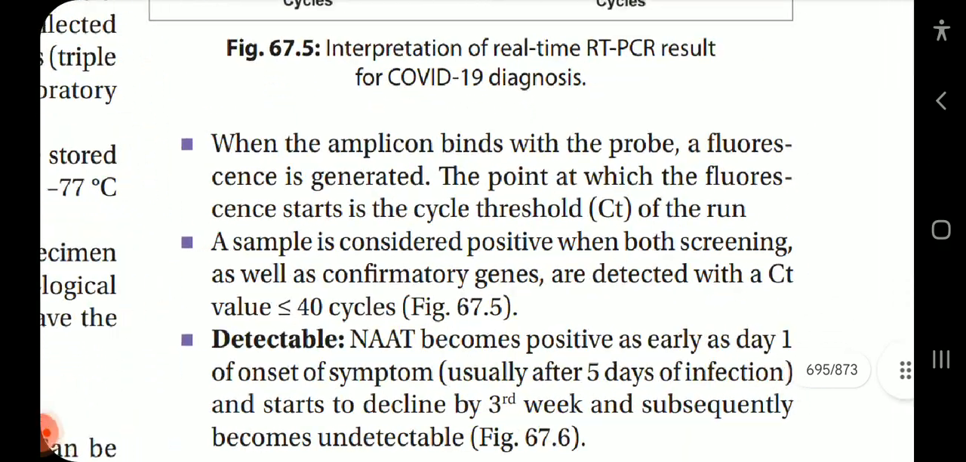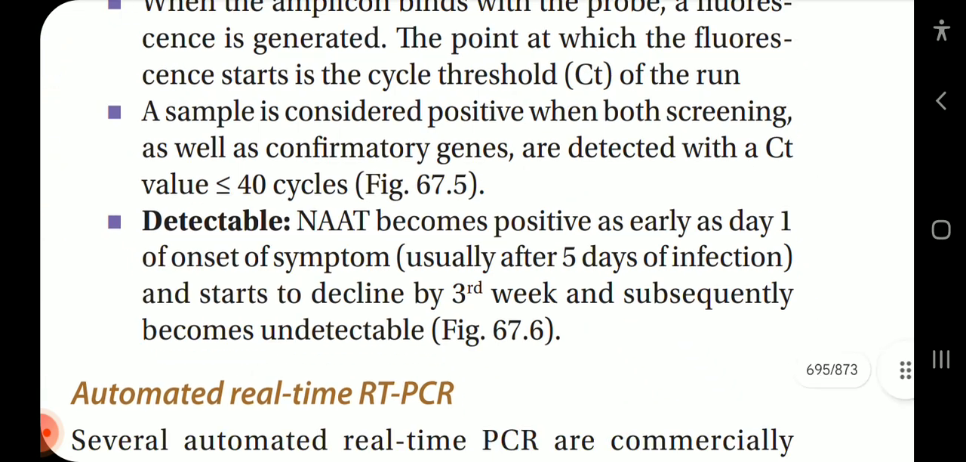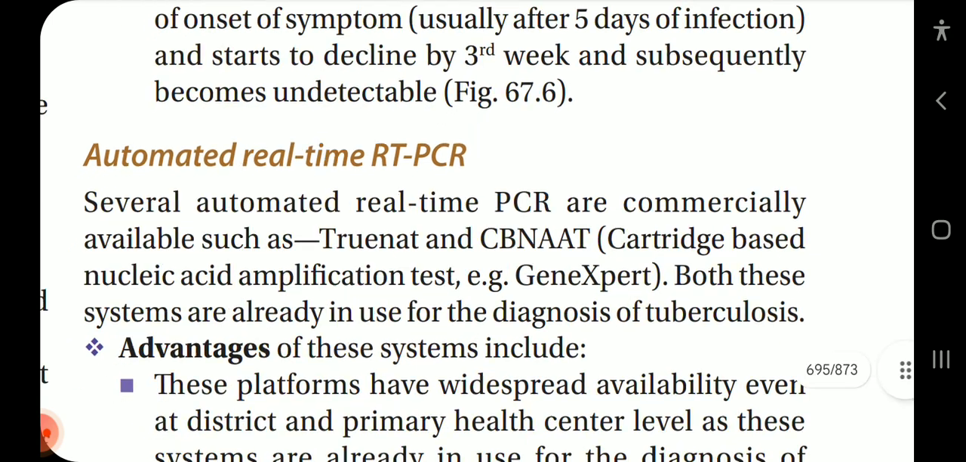When the amplicon binds with the probe, a fluorescence is generated. The point at which the fluorescence starts is the cycle threshold, CT, of the run. A sample is considered positive when both screening as well as confirmatory genes are detected within a CT value of less than or equal to 40 cycles. Detectable NAT becomes positive as early as day 1 of onset of symptoms, usually after 5 days of infection, and starts to decline by the 3rd week and subsequently becomes undetectable.